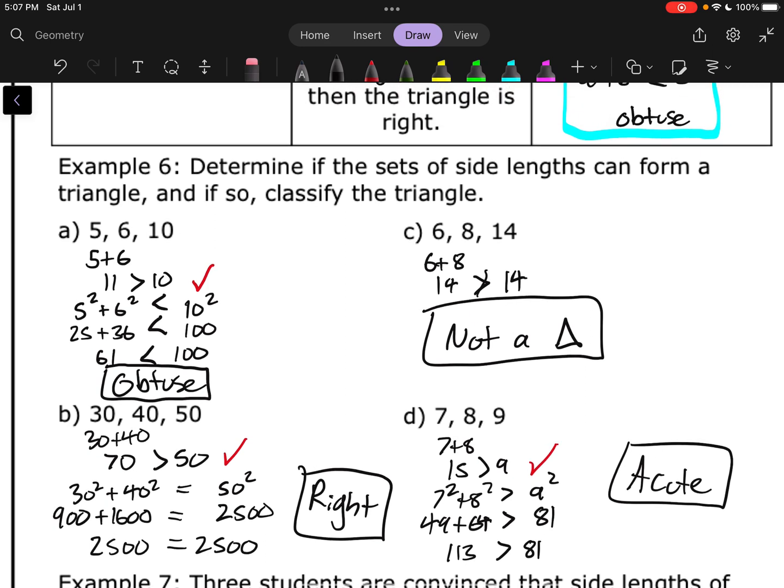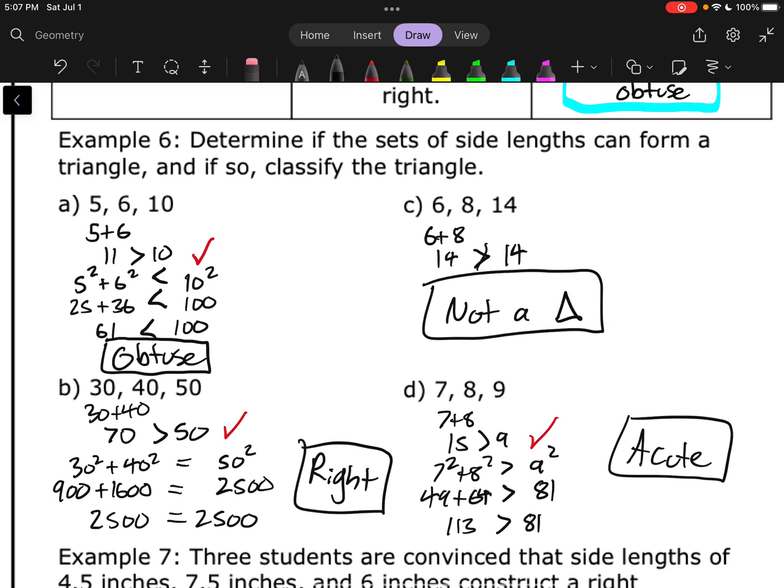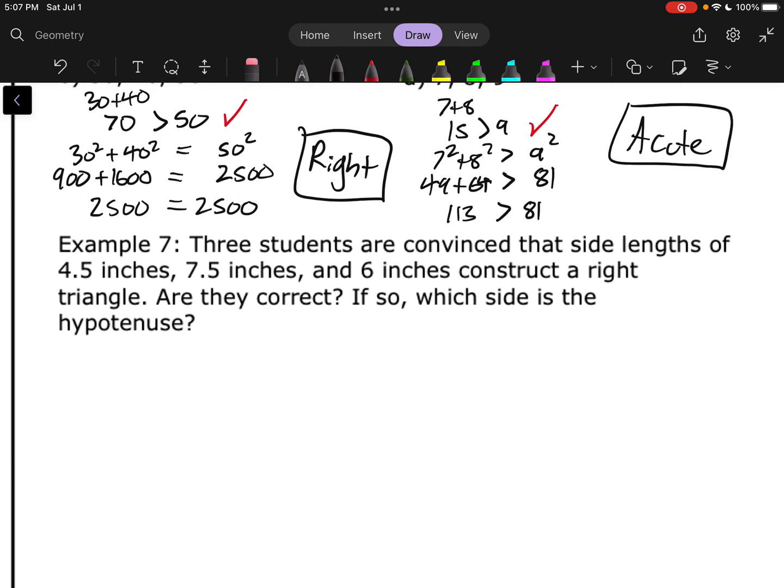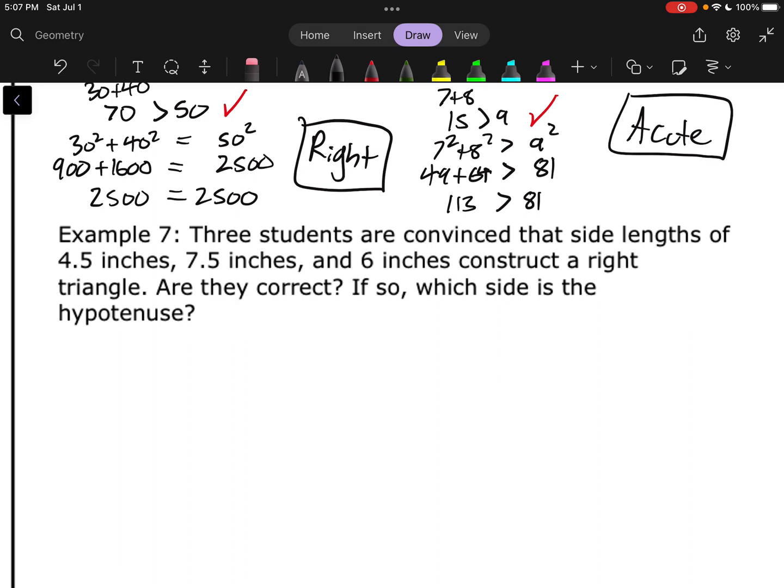All right. Cool. What does example 7 say? It says 3 students are convinced that side lengths of 4.5 inches, 7.5 inches, and 6 inches construct a right triangle. Are they correct? And if so, which side is the hypotenuse? Okay, so how do we check to see if it is a right triangle? Well, let's write those down here. We got 4.5, 7.5. Actually, let's put 6 next, because 7.5 is the biggest side.